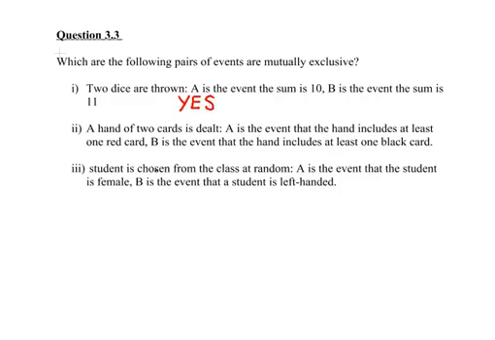So 2 cards are dealt, so we can have diamonds or hearts, and clubs and spades. So let's just say I have a red card here and a red card, or I could have a red card and a black card. Let's just say the ordering isn't particularly important here. Or I can have 2 black cards.